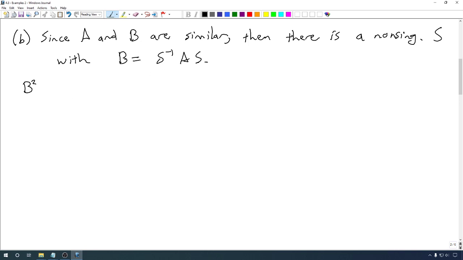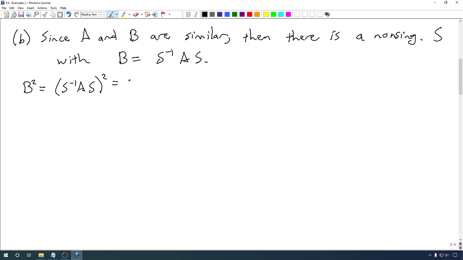Obviously, we don't have to look at k equals 1. That just means we're saying that A and B are similar in the first place, because A to the first power is A and B to the first power is B. So we'll start with the square. We want to show that B squared is similar to A squared, and we want to use this formula. So we'll start with B squared. What is B squared? Well, it's just the square of S inverse AS, because that's what B is.